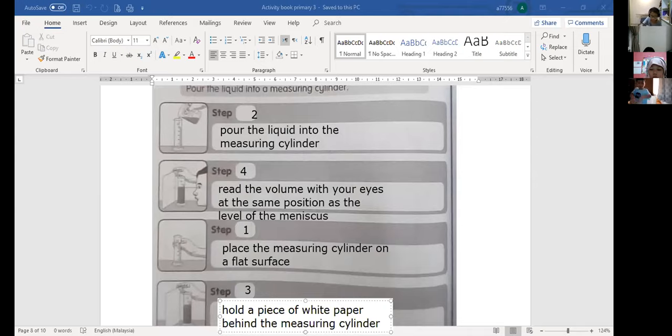Okay, next time when you come to school, teacher will show you the step how to take the reading from measuring cylinder. Okay, measuring cylinder tu nombor dia rapat-rapat, scale dia rapat-rapat. So, to make it clear, we will put white paper, okay?